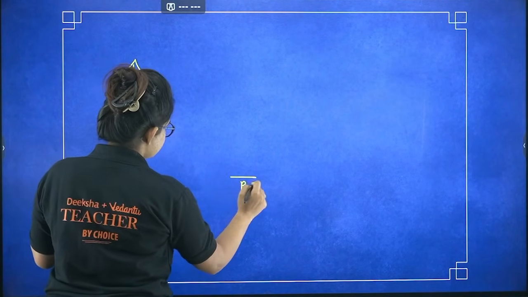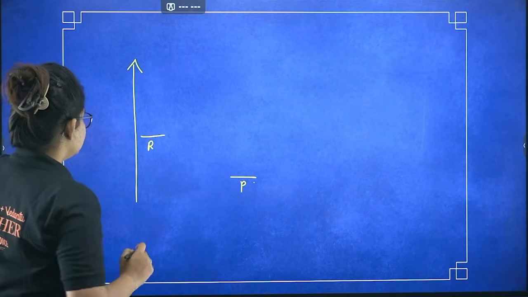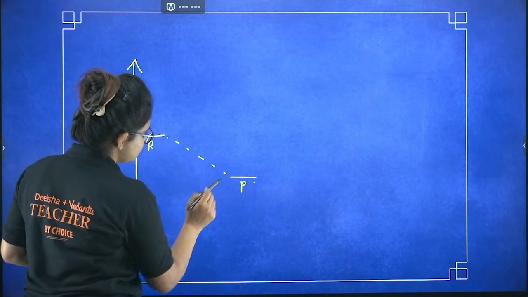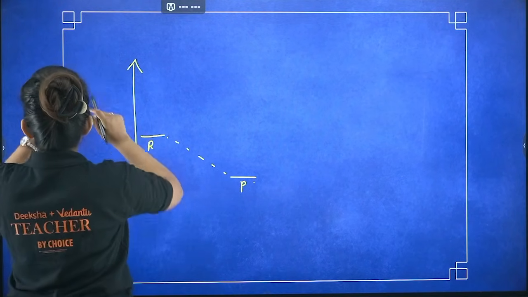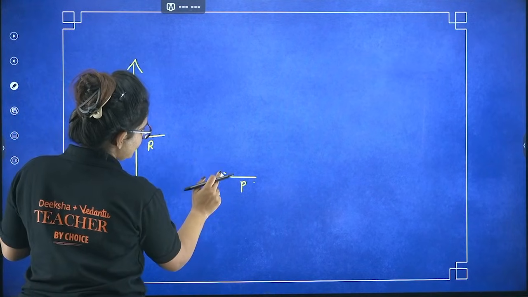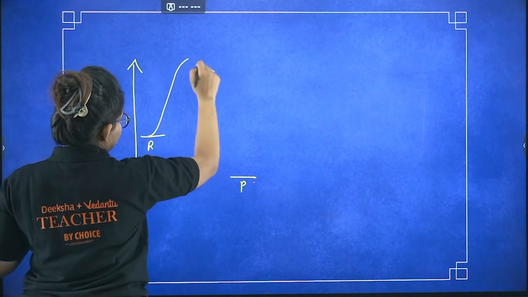So I am marking the reactant here, random reactant and product. This is reactant, this is product. Now if you see how the reactant to product conversion takes place, like this? No, my dear, it could go like this, but it doesn't go like that. It actually takes this pathway.